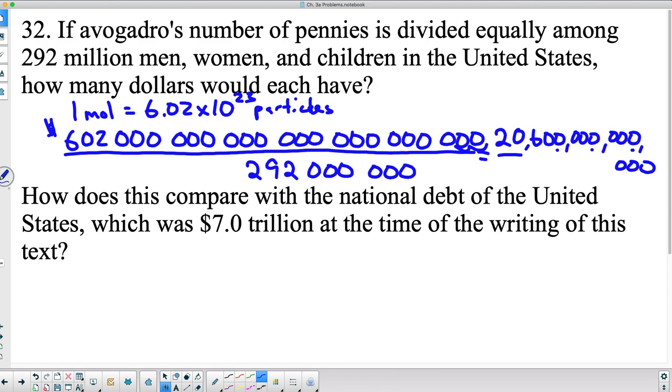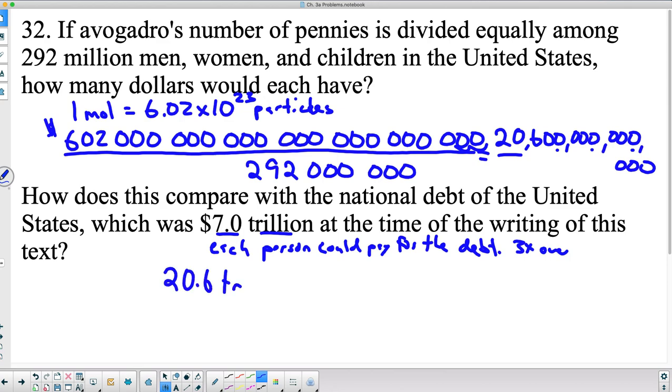Wow. So what is that? How does that compare? That means that each person could pay for the $7 trillion debt 3 times over. Could pay for the debt. Oof. Almost 3 times over. Because that is 20 trillion versus 7 trillion.